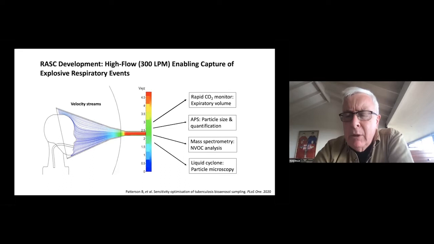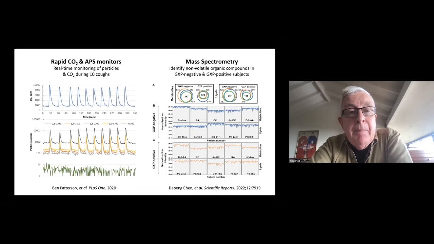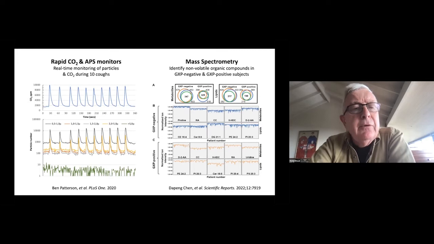So just to show you briefly what sort of outputs we get. On the left-hand side is a series of 10 coughs, and you can see in blue the carbon dioxide concentrations as we measure them. And then in the lower panel, you can see the particle sizes, again on a log scale, which is very important, from the green, which are relatively large particles, to the black, which are, in our case, half to one micrometer. You can see that coincident with the carbon dioxide peaks, we can measure the size and numbers of particles.